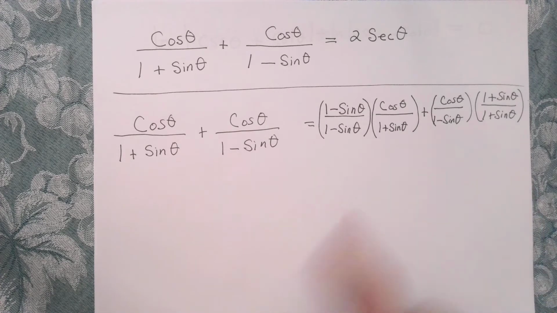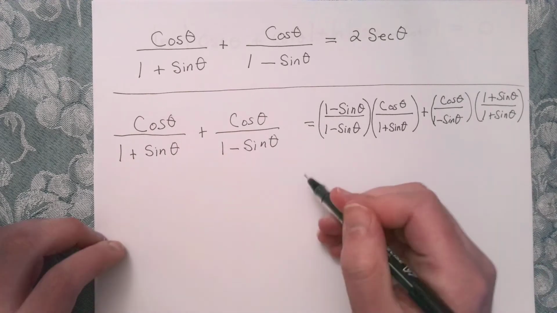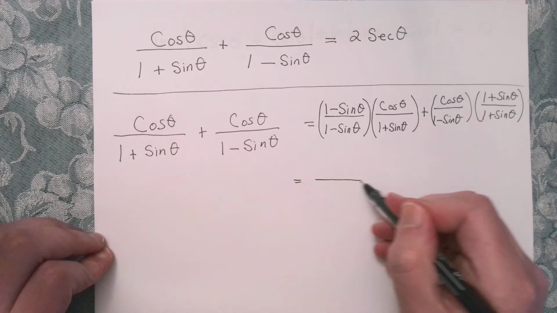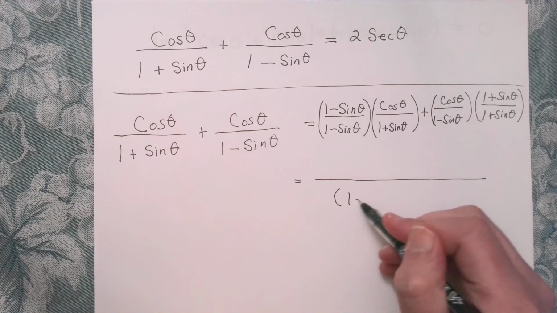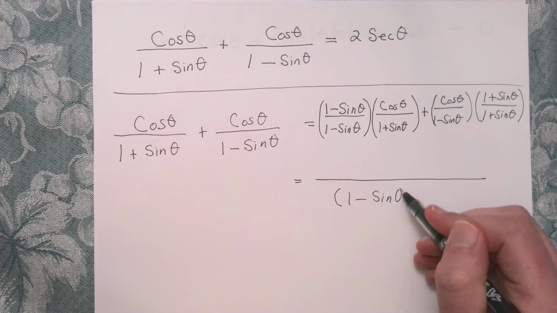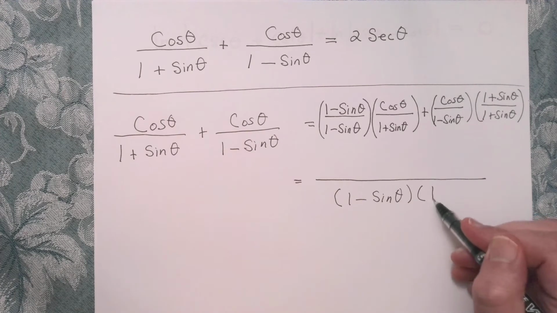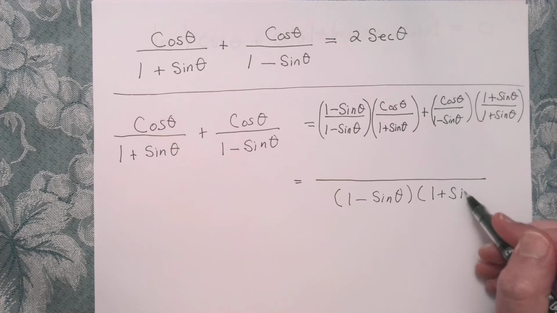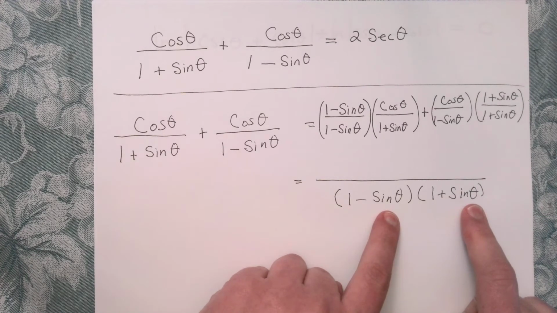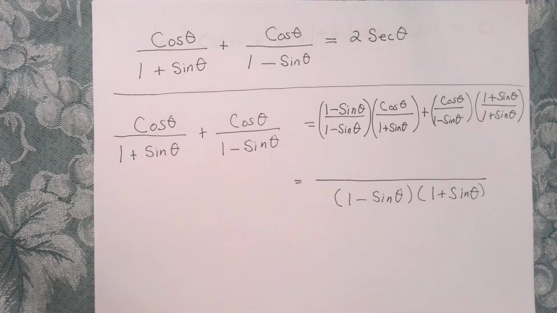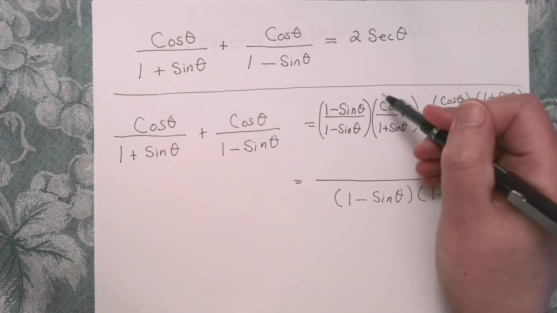Okay, so I'm feeling pretty good about this because it looks like we have nice common denominators. So we'll have a common denominator of 1 minus sine of theta times 1 plus sine of theta. Sometimes in math we call these conjugates, where the left and the right are the same, but you have opposite middle signs. And let's see what's going on upstairs.